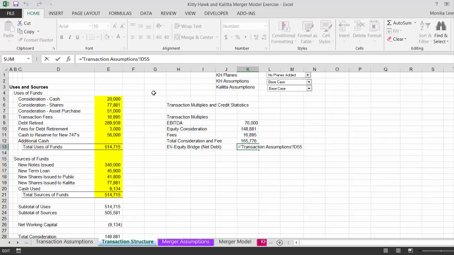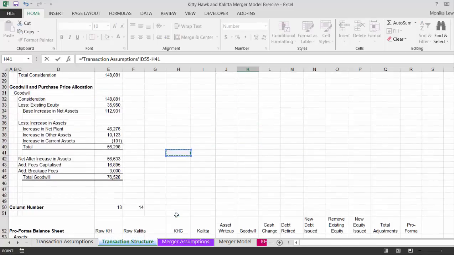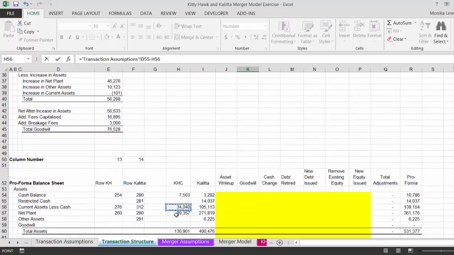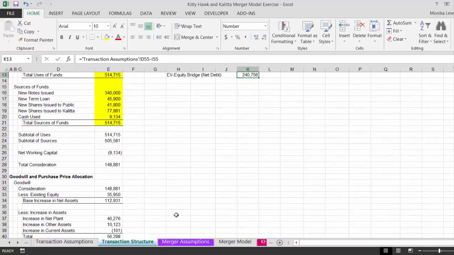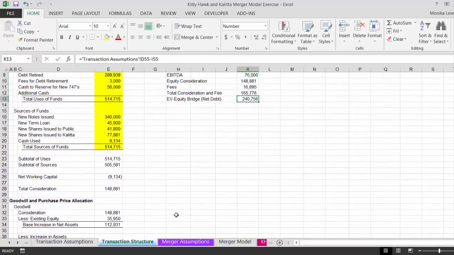Let's put this minus the cash. The reason it seems to be going backwards a little bit is that we don't want to pay for that cash they had on the balance sheet. That's not associated with the EBITDA.